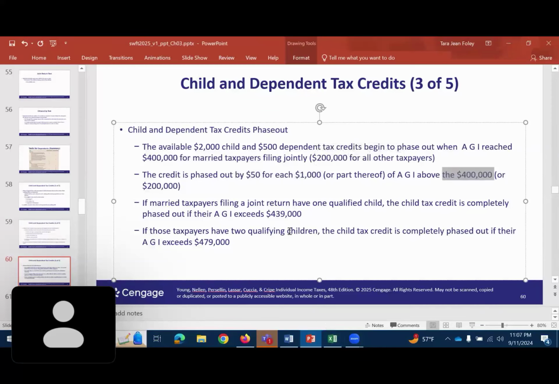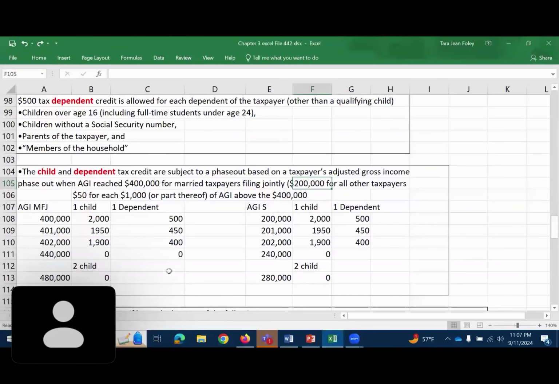Okay. Then there's a second layer. Anything over $439,000, it's completely phased out. It's gone. If you have 2 children, it's $479,000, and then there's other ones, right? So here's the example. I have 1 child, 1 dependent. Here I'm married filing jointly, so it's $400,000. I'm single, this is the $200,000.